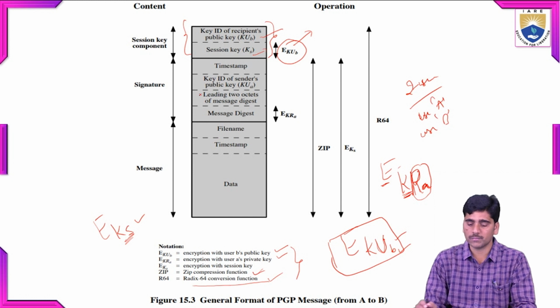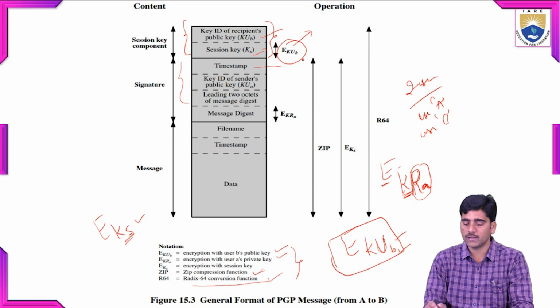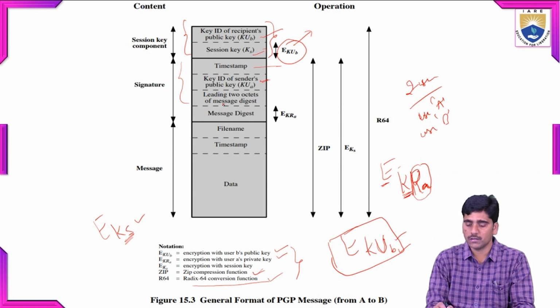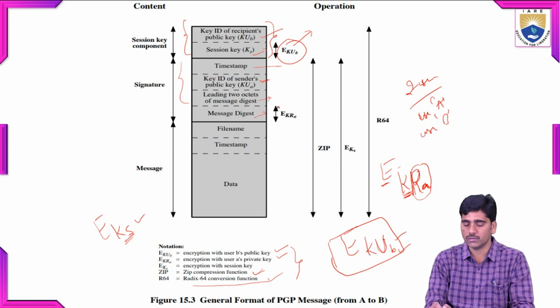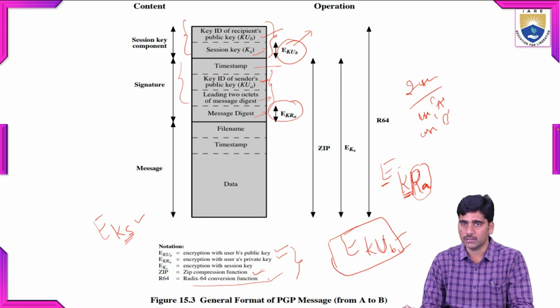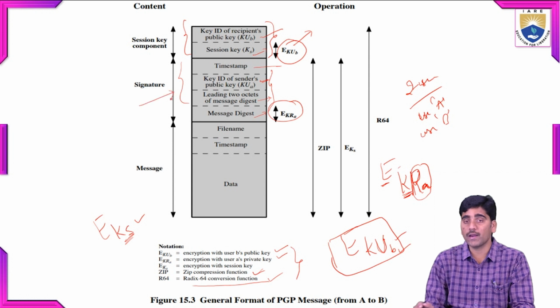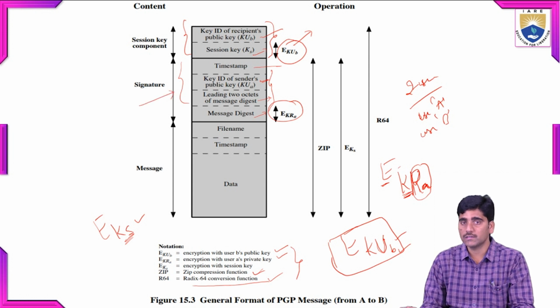And the second one is the signature part. This is all encryption with the private key. It contains a timestamp, the key ID of the sender's public key, and the leading 2 octets of the message digest. The message digest is all encrypted with the user's private key. So that indirectly applies the digital signature.